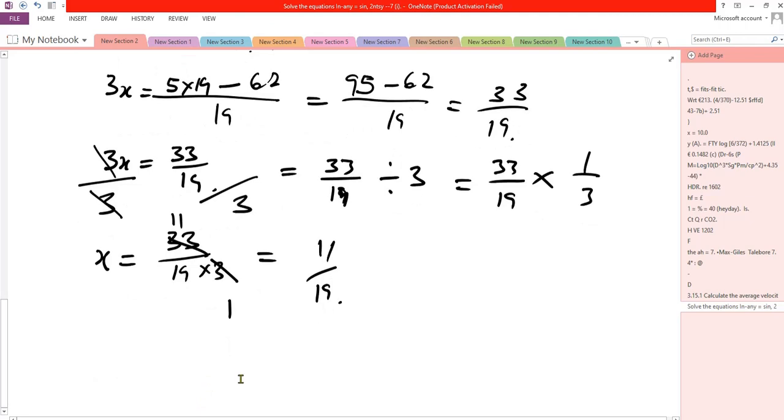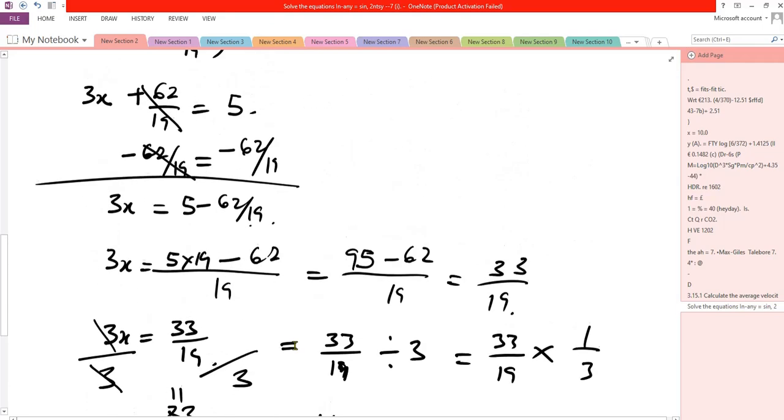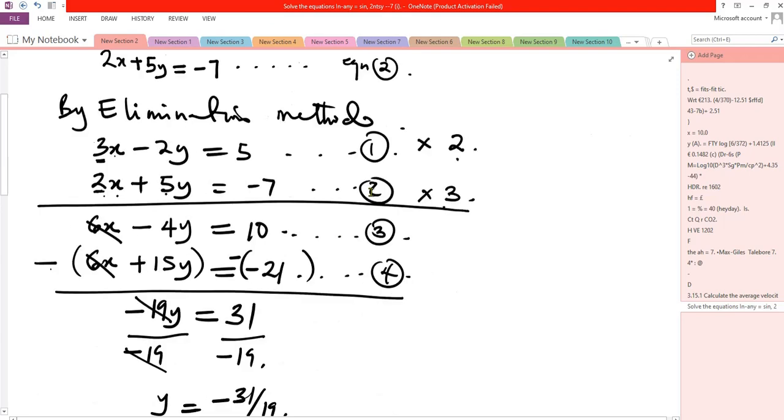That means the point where the equations intersect is 11 all over 19, which is the abscissa, and then minus 31 all over 19, which is the ordinate. So now the coordinates of the point where they intersect is 11 over 19 for x, minus 31 over 19 for y. So these are the points where these two equations intersect.